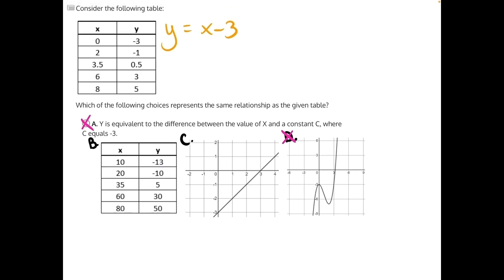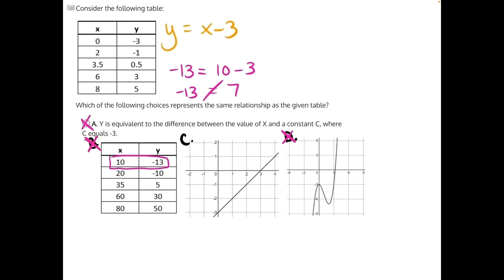representing a linear function. But if you don't catch that, we just have to test out one of the pairs in our table. So let's plug in this pair. We'll have negative 13 is equal to x, which is 10 minus 3. 10 minus 3 will give us 7, not negative 13, so we can also eliminate answer choice B that way.